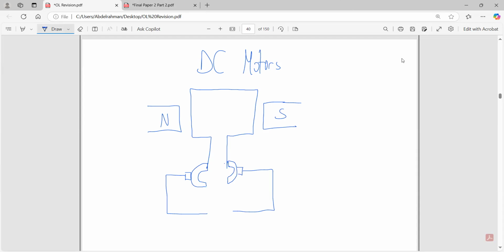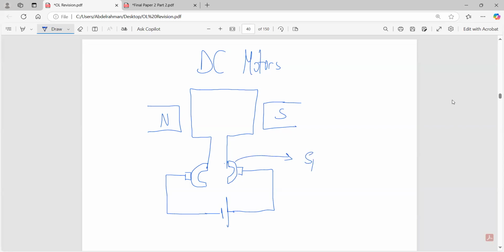Sometimes, in very rare questions, you might be required to draw this DC motor. In paper 4, for example. So now you have the battery, you have a split ring commutator. Let's write it down: a split ring commutator.